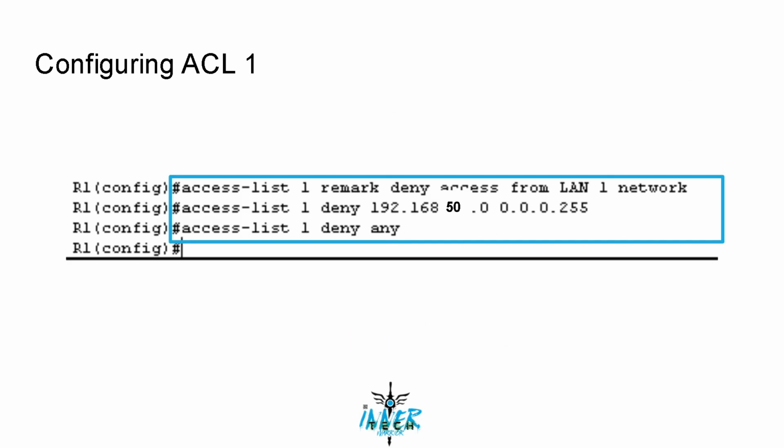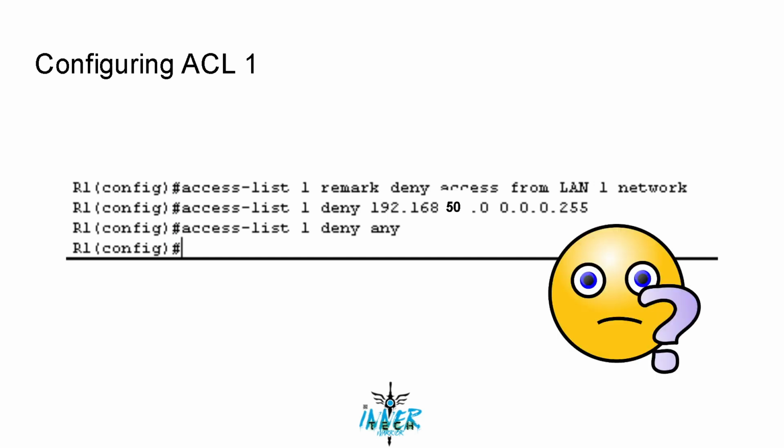So let's go into router 1 and set up the ACL with the following commands in global configuration mode. Access list 1 remark, deny access from LAN 1 network. Access list 1 deny 192.168.50.0, 0.0.0.255. Access list 1 deny any.